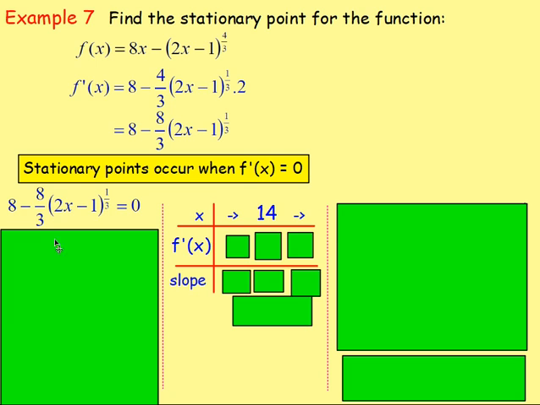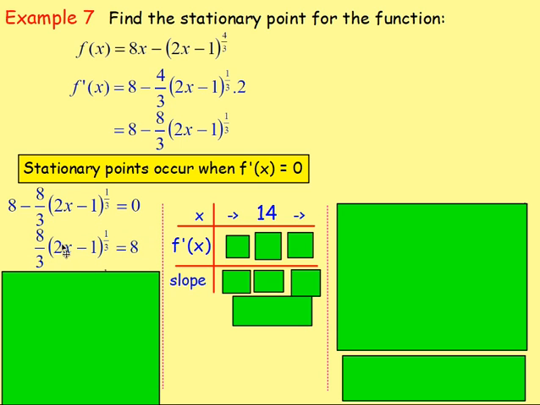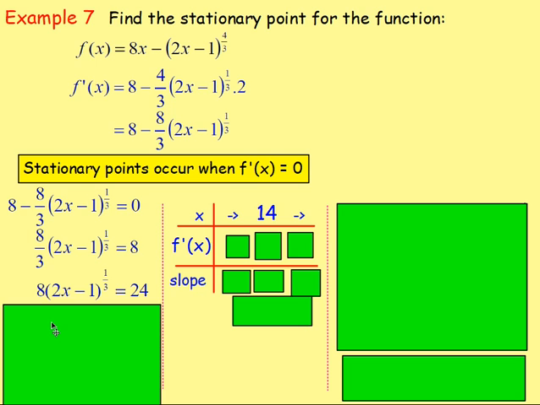From there then, if we add the 8 thirds (2x − 1) to the power of 1/3 to both sides, then really we would have that equal to 8. Multiply both sides by 3 to get rid of this fraction, and we'd have 8 bracket (2x − 1) to the power of 1/3 equals 24. That's just multiplying both sides by 3. From there, divide both sides by 8, and the (2x − 1) to the power of 1/3 would equal 3.